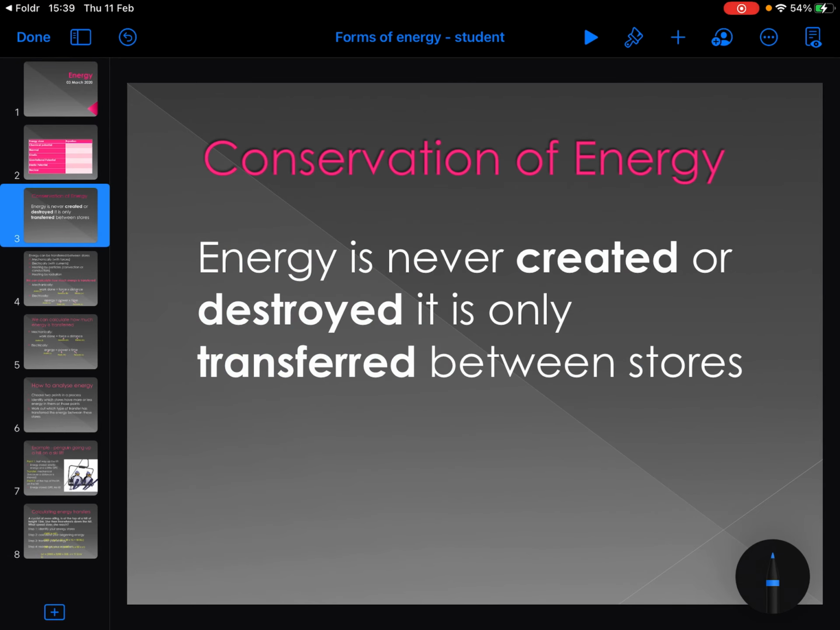Quick note, conservation of energy. Energy is never created or destroyed. It is only transferred between stores. If you get onto A level and you start looking at quantum, well, that's not 100% true, but we're rolling with that for GCSE.